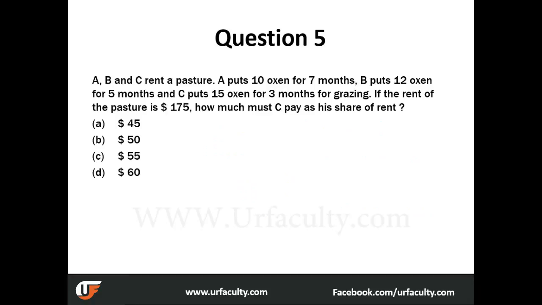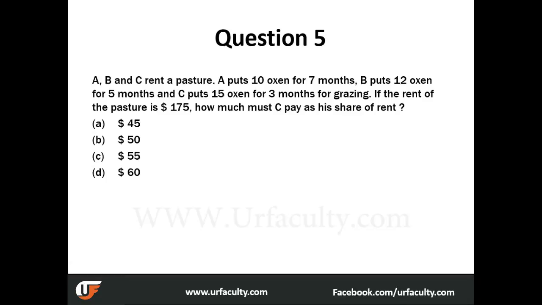Okay, moving on to the next question. A, B, and C rent a pasture. A puts 10 oxen for 7 months, B puts 12 oxen for 5 months, and C puts 15 oxen for 3 months for grazing. The rent of the pasture is 175. How much must C pay as a share of rent?